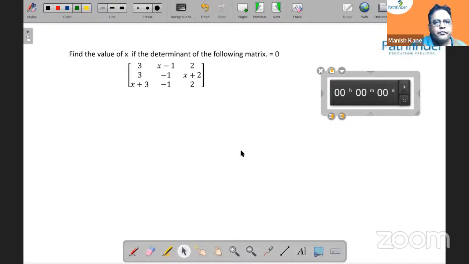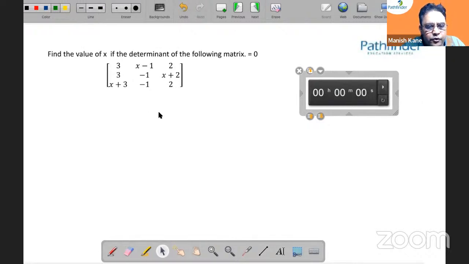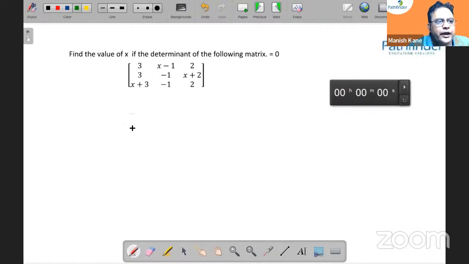Okay. So anybody who was able to solve it? On YouTube also, I can't find any answers. No. Okay. So can we do some row operations? The first row operation I will do is R1 minus R2.